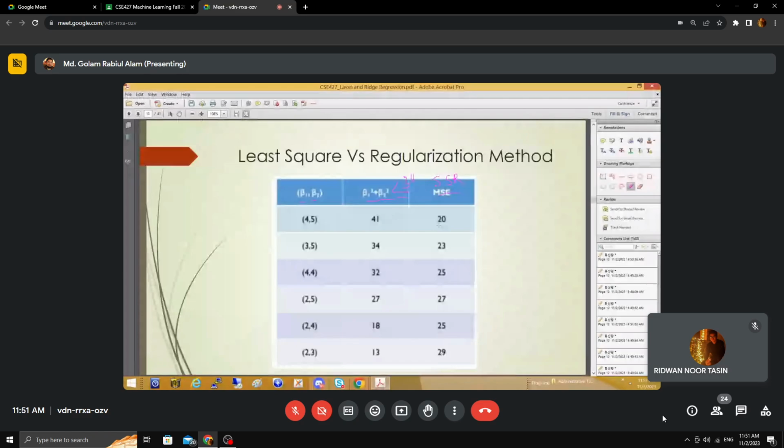If we consider beta 1 as 4 and beta 2 as 5, in that case beta 1 square plus beta 2 square is 41, and the MSE, that is mean square error, is just 20. And if we consider beta 1 and beta 2 as 3 and 5, we get beta 1 square plus beta 2 square 34, and the MSE is 23. And for this one the MSE, that is squared error, is 25. Though we can see those errors are lower than these errors.